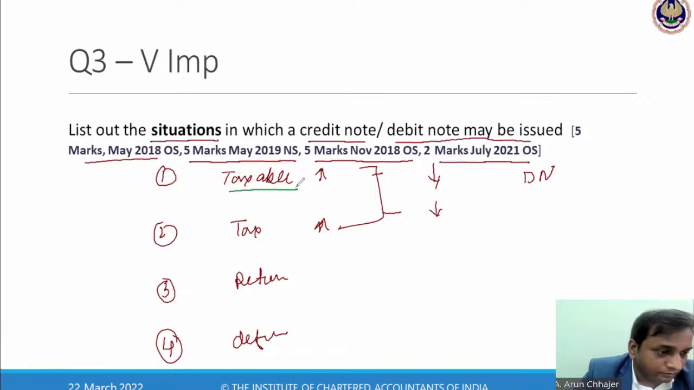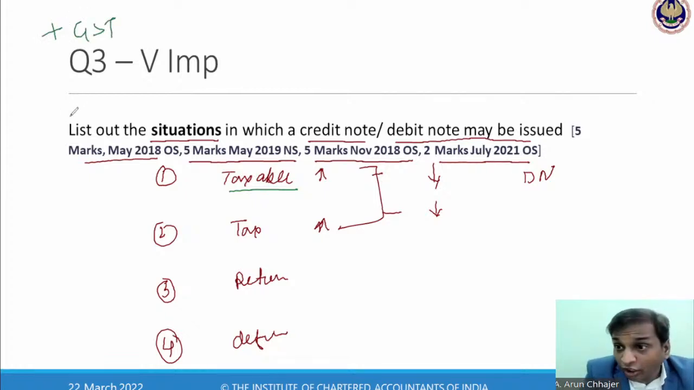Excellent, Indrapal. Superb. Every situation you have clarified. Great. So if the supplier issues the credit note after September, a very important question, that credit note cannot be with GST. It cannot be with GST.